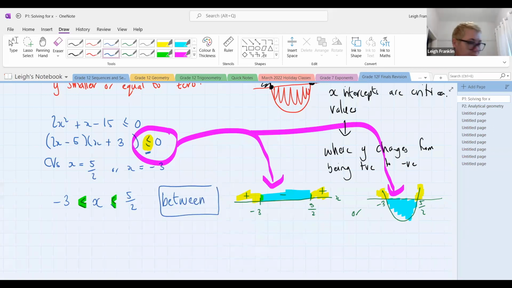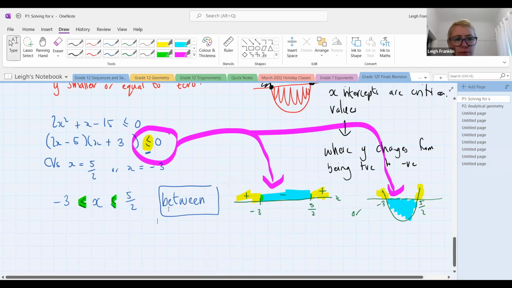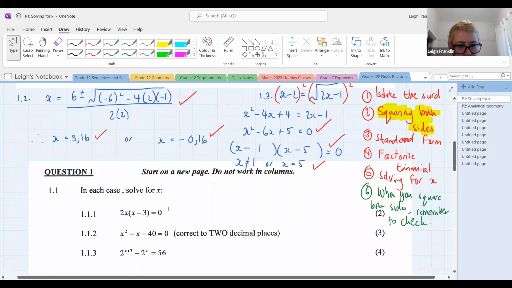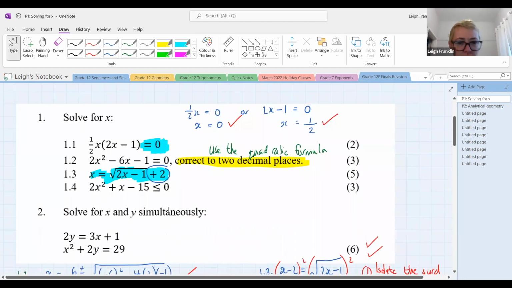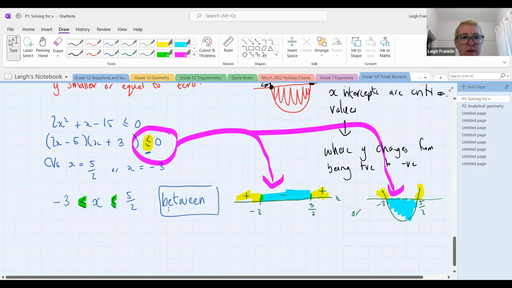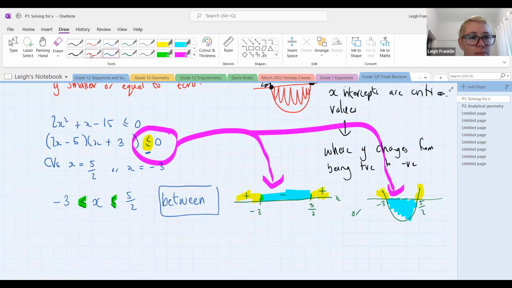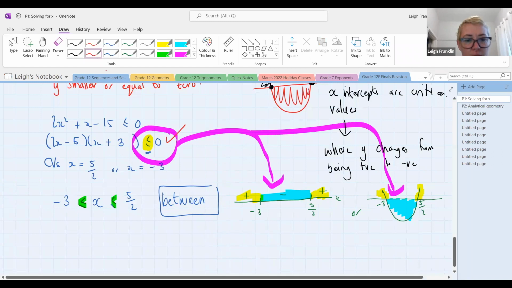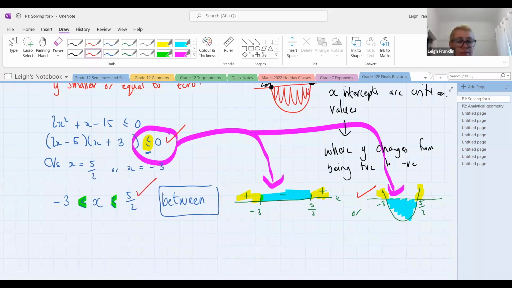This question was out of 3 marks. Here there would be a mark for factorizing, a mark for either a number line or a parabola, and then 1 mark on the answer.